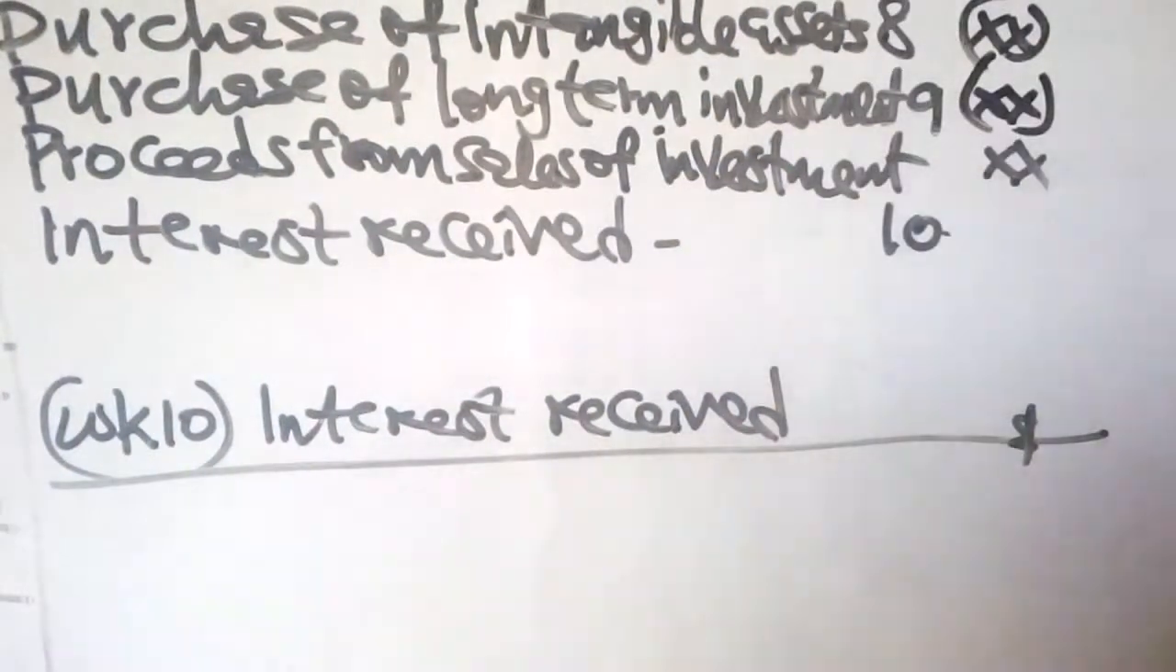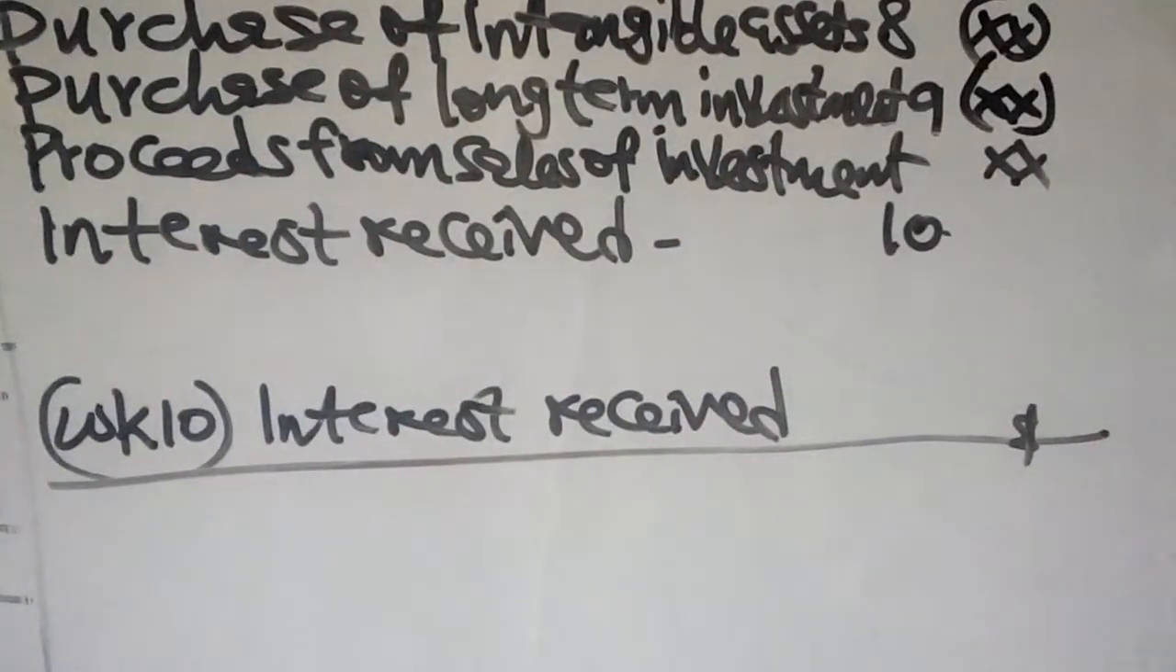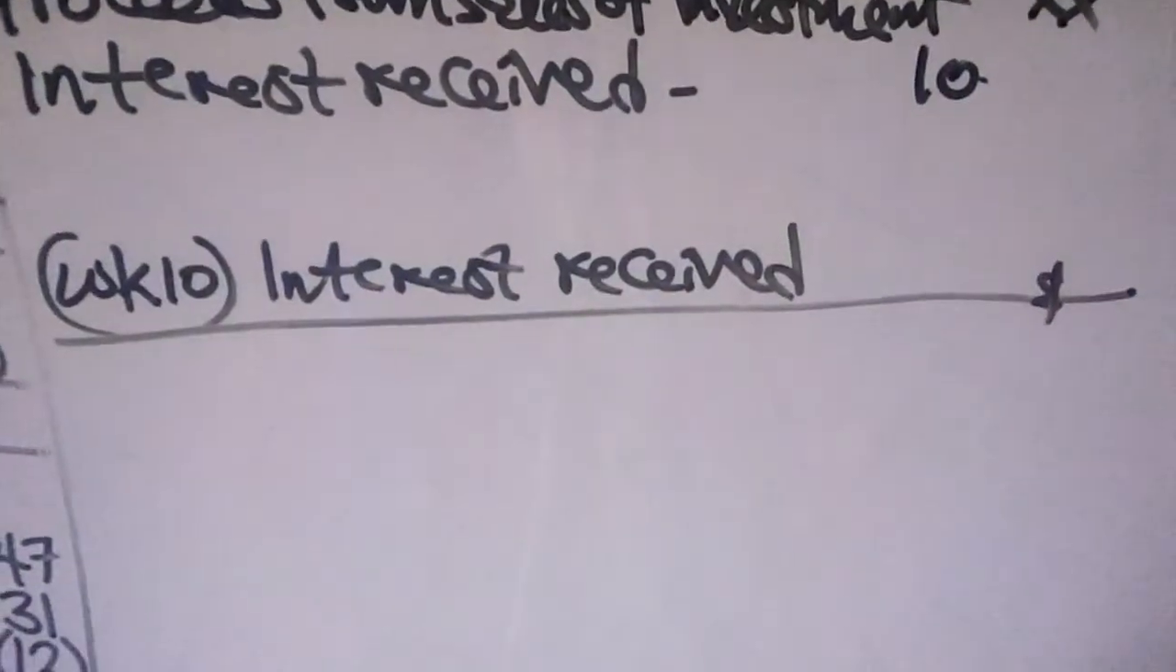Interest received. If you follow this format, there won't be any question on statement of cash flows involving the direct method that you won't be able to solve. So this format is comprehensive, it is all-embracing. It covers everything you may be asked. Now, interest received, that is the one I want to calculate now.